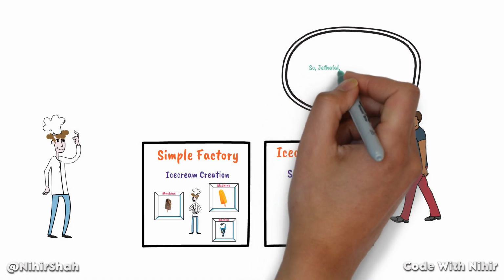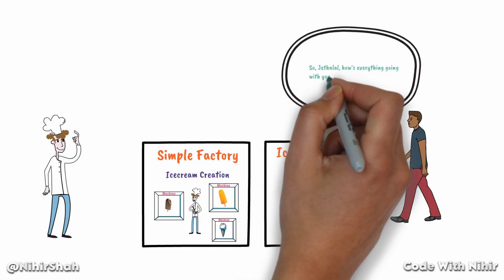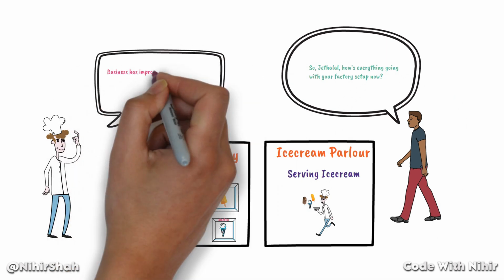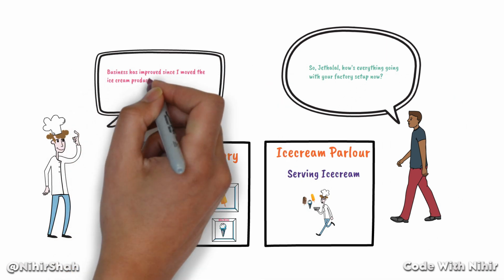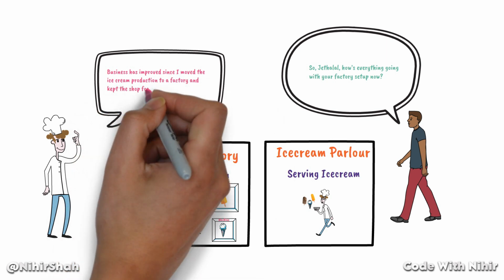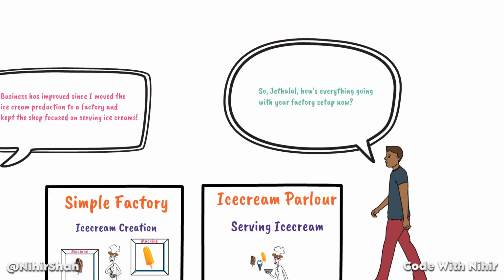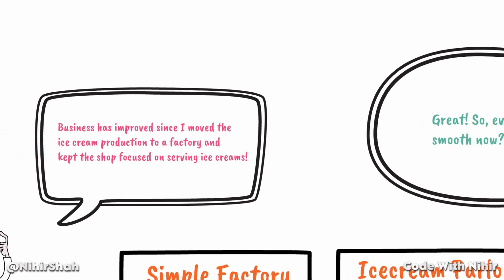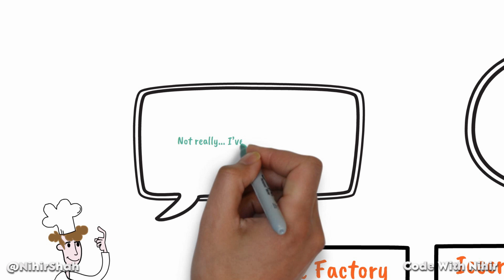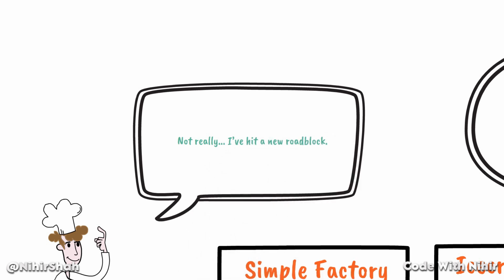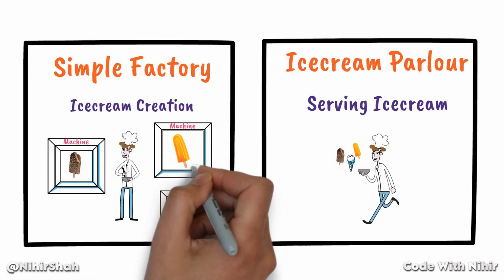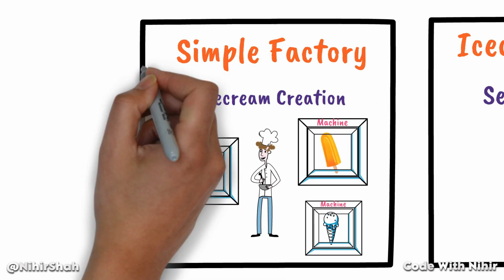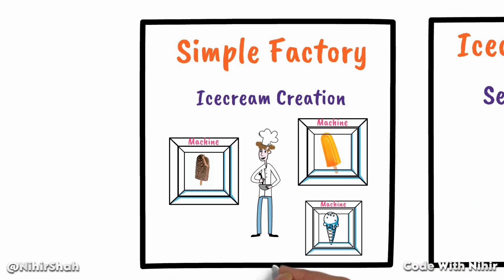So, Jethalal, how's everything going on with your new factory setup now? Business has improved since I moved the ice cream production to a factory and kept the shop focused on just serving ice creams. Great. So, everything is smooth now. Not really. I have hit a new roadblock. Different flavors need different freezing temperatures, and managing all of that in a simple factory has become a nightmare for me.